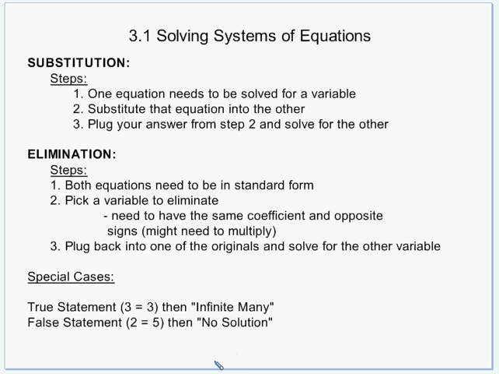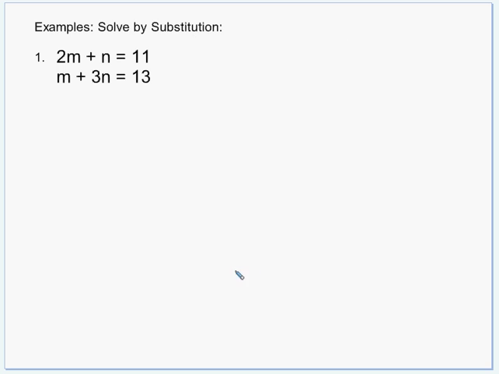Now we do have two special cases. If all of our variables cancel out and you're left with a true statement, we're going to have infinitely many solutions. Same thing as saying all real numbers. Now, if all of our variables cancel out and we're left with a false statement, then we're going to have no solution. So in our first example, we're going to solve by substitution.